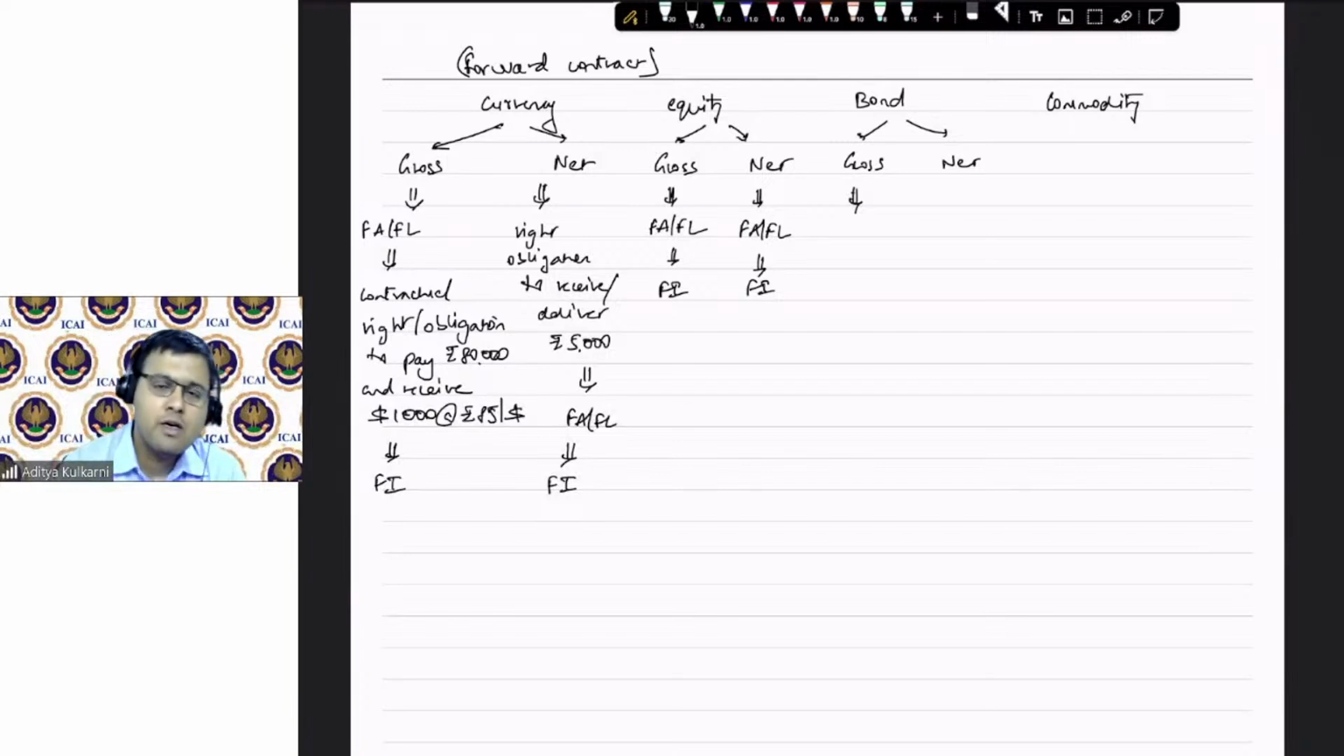And therefore, you are entering into a contract to purchase a bond of 1000, the market price of which is 1200. So there is an obligation to deliver the instrument as well as a right to receive the instrument. So this is also meeting the requirements of a financial asset slash liability. So a gross bond contract is a financial instrument.